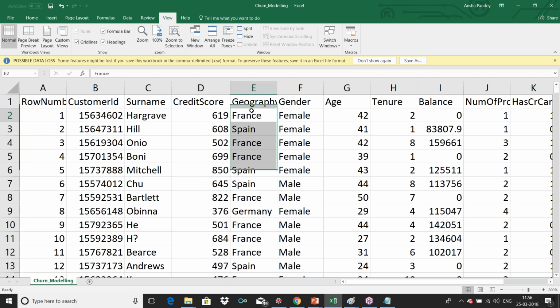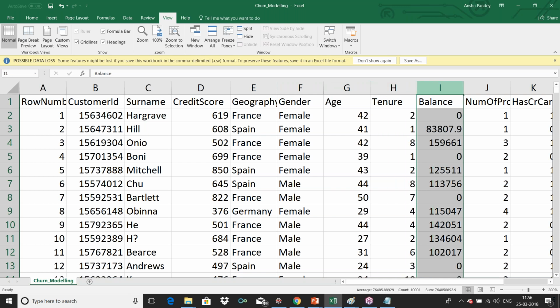Customer belongs to France. Customer belongs to Spain. Customer belongs to Germany, like that. So where the customer belongs to. We have the gender of the customer, male, female, like that. Age of the customer, tenure, how many years the customer has been associated with the bank. 2 years, 1 year, 8 years.